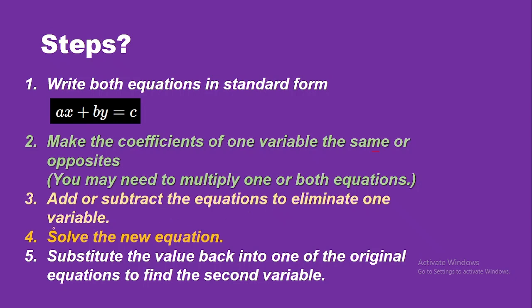Then we have our fourth step, which is to solve the new equation. We're going to solve the new equation just as we would normally solve a linear equation. And our last step is to substitute the value back into one of the original equations to find the second variable. So these are the steps. If you follow these steps, you can't go wrong. So let's jump into our examples right now.